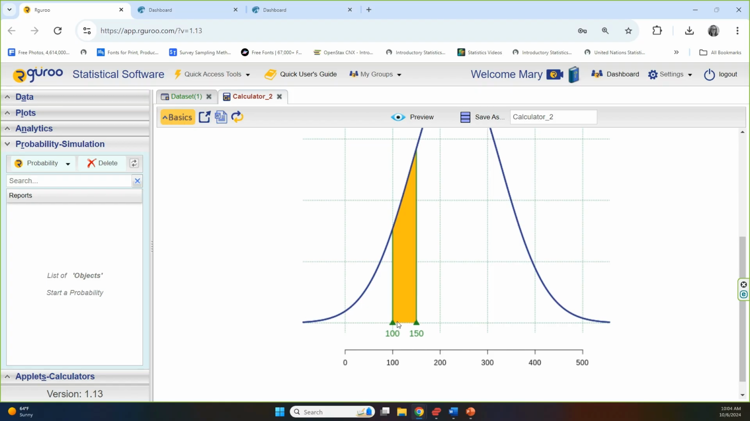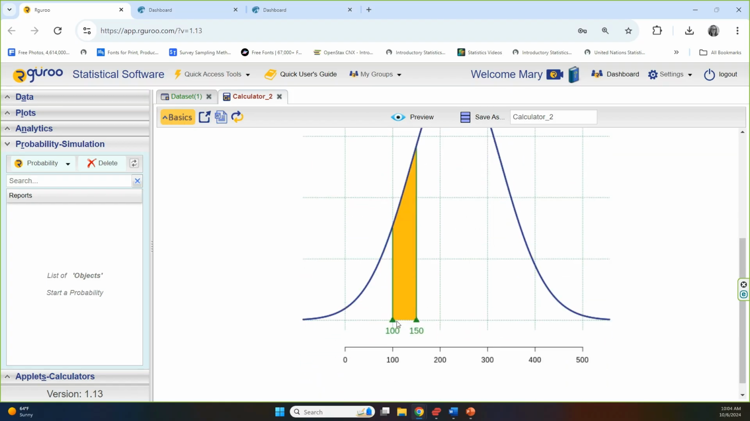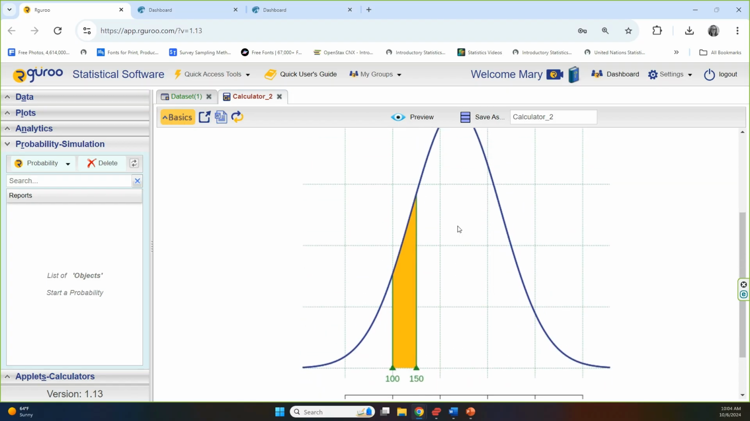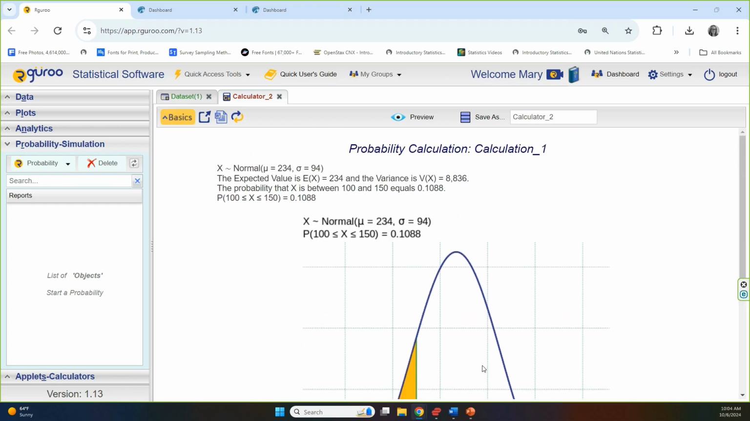And it's about 11% of the curve being shaded there out of what would be considered 100% underneath the model. So yeah, there's a 10.88% chance the total for the next purchase would be between $100 and $150.